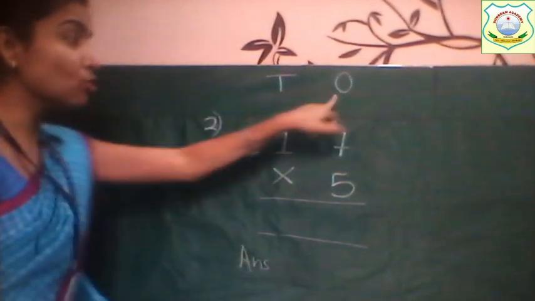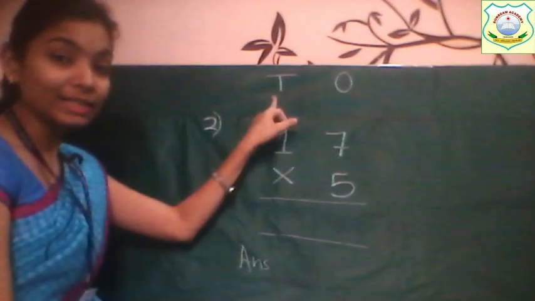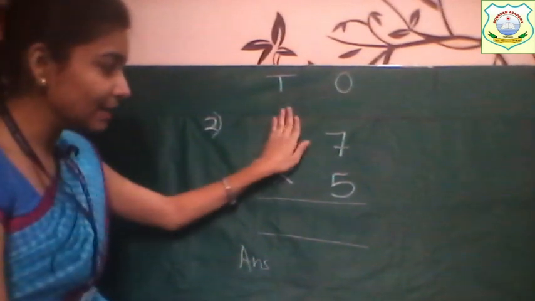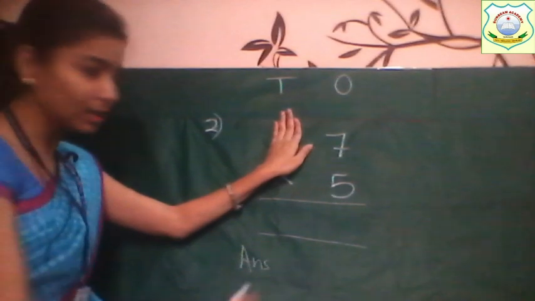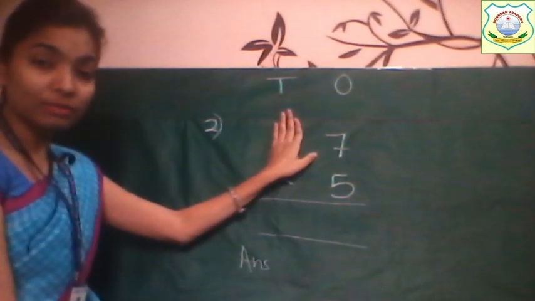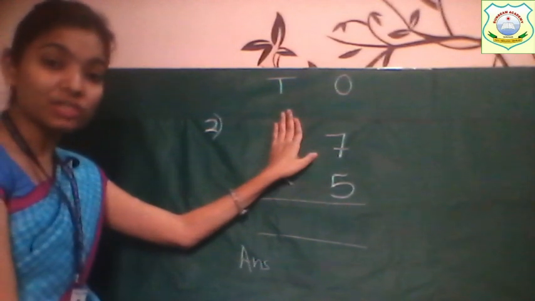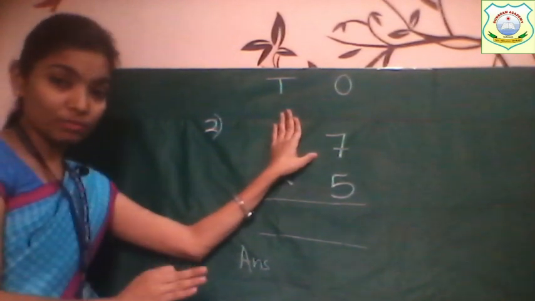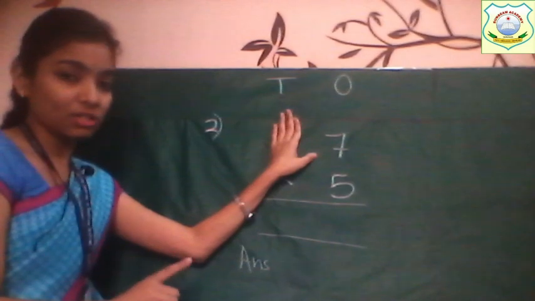Which column will we do first? Ones, then tens. So now just hide it first. We hide this. 7 5s are, yes, you know the table, right? Up to 15 you have studied. I have given you tables. You need to learn each and every table.